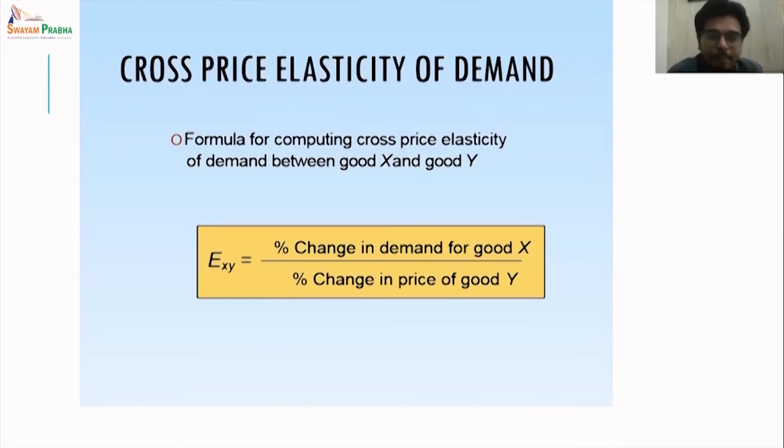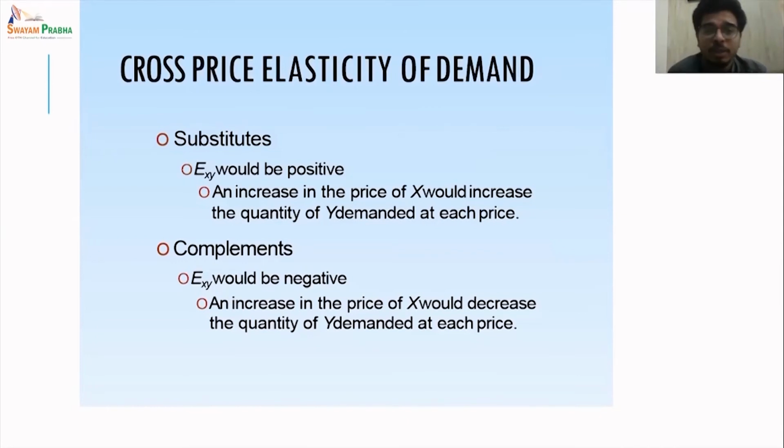The same thing is percentage change in price for petrol and its impact on the percentage change in demand for petrol car, right? So we have already told that a substitute good will yield a positive cross price elasticity, and an increase in the price of X would also increase the quantity demanded for Y, and the complement goods will have a negative cross price elasticity, where an increase in the price of X would decrease the Y demanded.